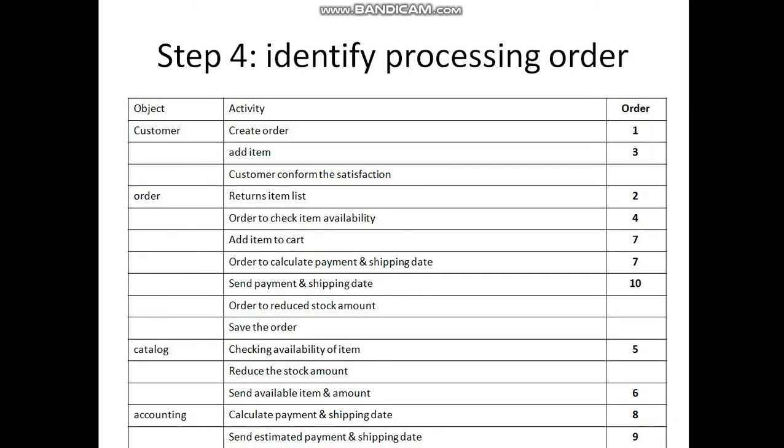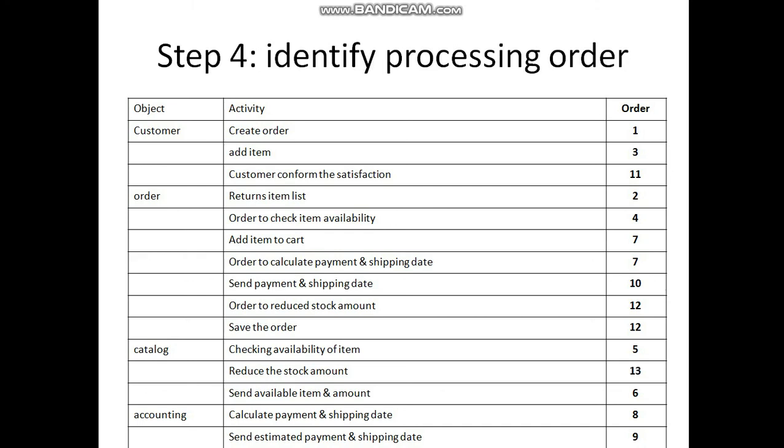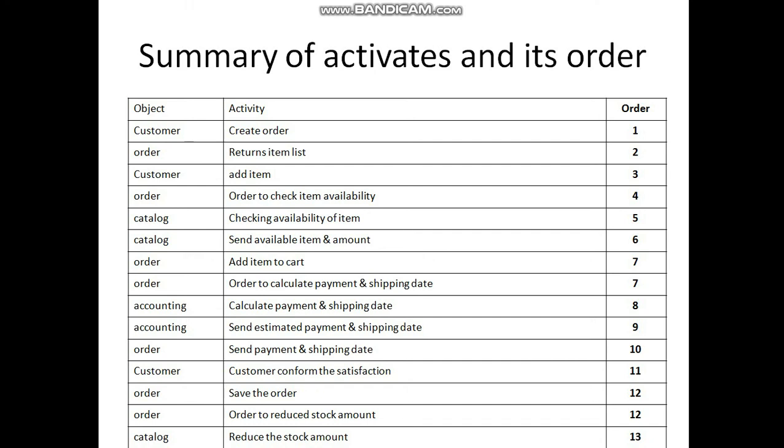After that, the system sends that data to the customer. Then the customer confirms the order. After that, the system saves the order and meantime orders to reduce stock amount. Finally, the catalog unit reduces the stock. This slide summarizes my findings. Now we have collected all the necessary information and it is time to draw the activity diagram.